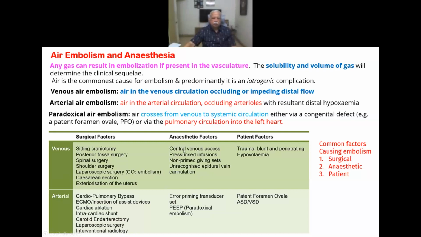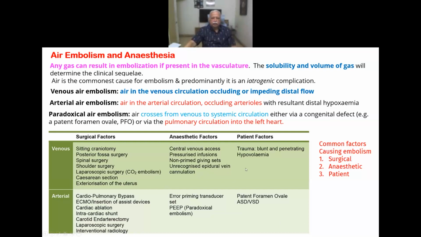And from the anesthetic point of view, for venous air embolism, central venous access is one of the most common dangers that happens when you try to put a central vein, or pressurized infusions, especially during hypovolemia and trauma. We use the pressure bag to infuse rapidly to the patient. And that can push the air also once the bottle becomes empty and you don't watch it, especially with the plastic bottles, you can push a large amount of air.